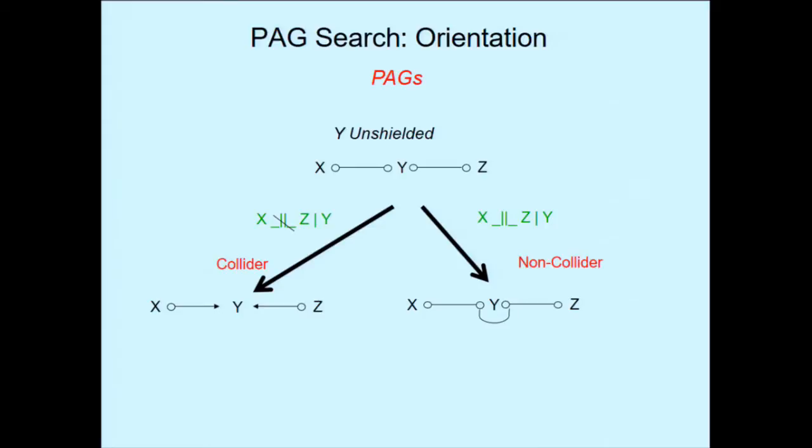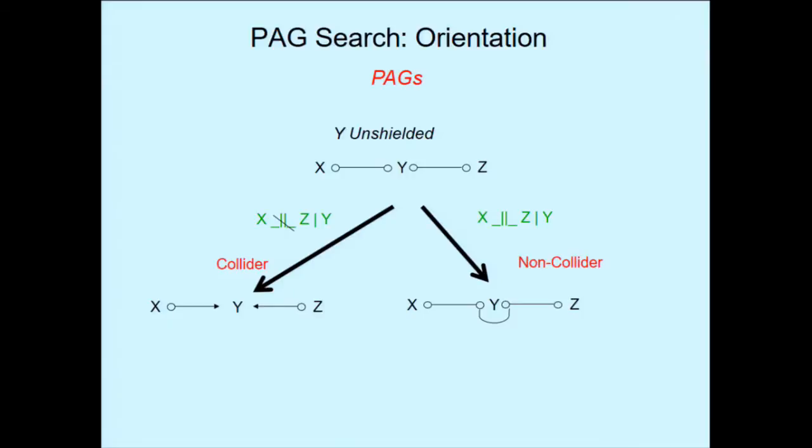The orientation that we do for PAGs is exactly what you'd think it would be. It's the same, except now it's only on one side of the edge. So if we see this triple after the adjacency phase, which is the same, we do the same test. What was it that actually separated x and z? And did it include y?